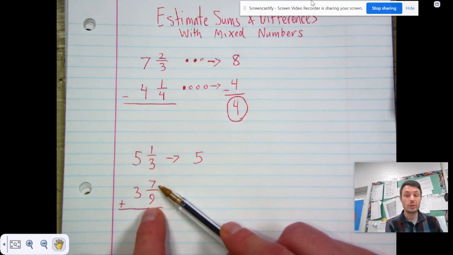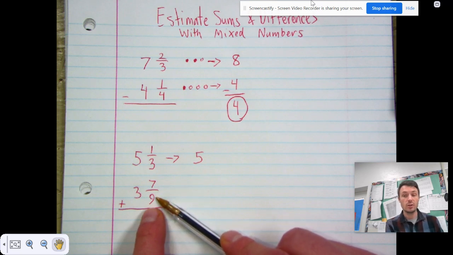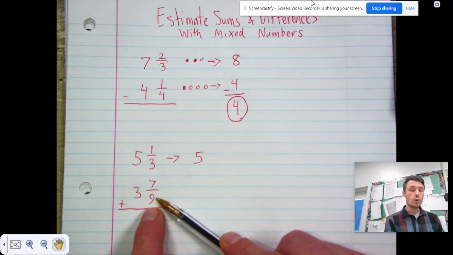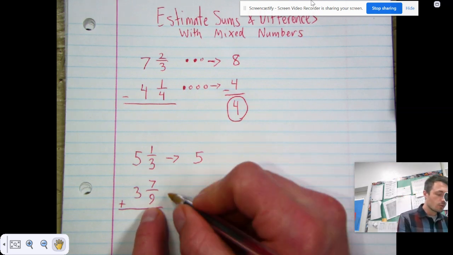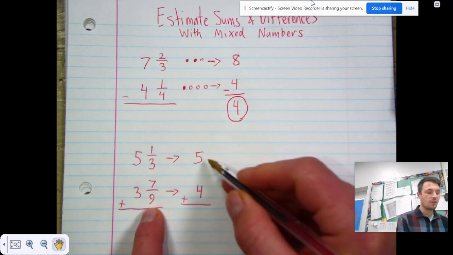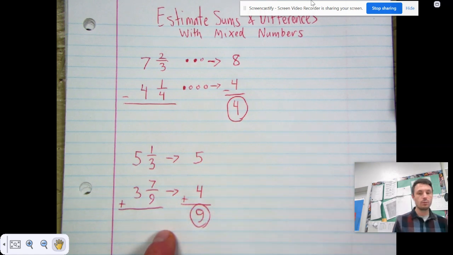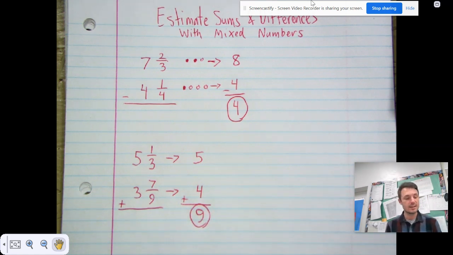You're only short 2 slices. 7 is only 2 less than 9. So if you had just 2 more slices, you'd have 4 whole pizzas. So you're closer to 4 than you are to 3. So this one's going to round up to 4. And so now we add 5 plus 4 equals 9. So 5 1/3 plus 3 7/9 is about 9.